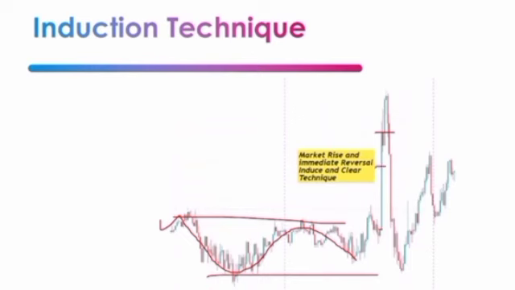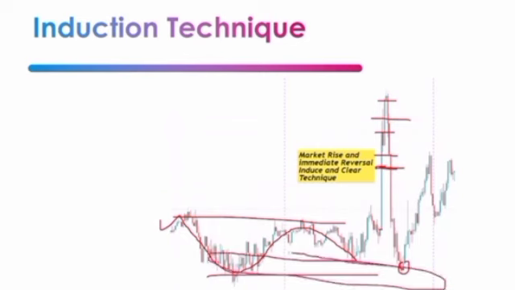So probably there were orders taken here, here, here, going up, right? After that, we can see the market coming back to the starting point, and someone who took a long at this point was probably hit by stops. This point is something that could have been taken if you knew the market maker trend. They came back and cleared the board and then later went up. So this is the induction technique: market rise and immediate reversal, the induce and clear technique.